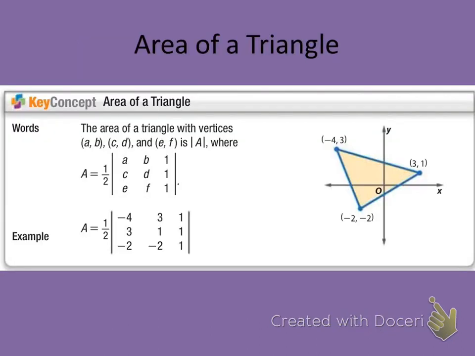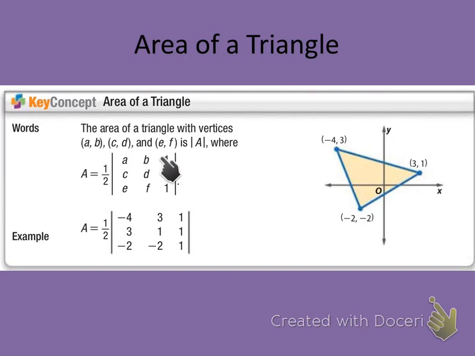The area of a triangle. The determinants of a matrix can be used to find the area of a triangle. All right, so the way this works is number one, your triangle has to be on a plane. Okay, and you have to have ordered pairs. If you don't have the ordered pairs, then it doesn't work. Okay, so negative 4, 3, 3, 1, negative 2, negative 2 is this triangle's ordered pair.